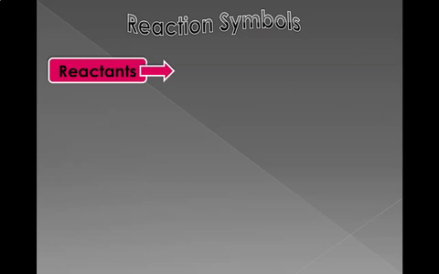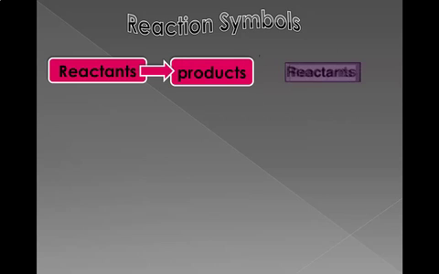Okay, so now we're going to talk about reaction symbols. When you write a reaction, you start with the reactants, which is what you're putting in. It's like the ingredients. And then you draw an arrow, which is like the reaction is happening here. And then you write the products, which is like what you're making. So you have reactants going in, and the product is what comes out. And it always is written that way from left to right.